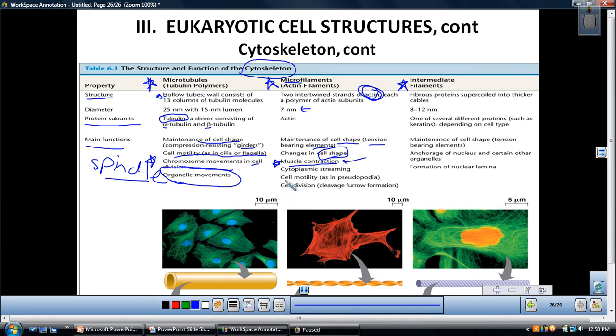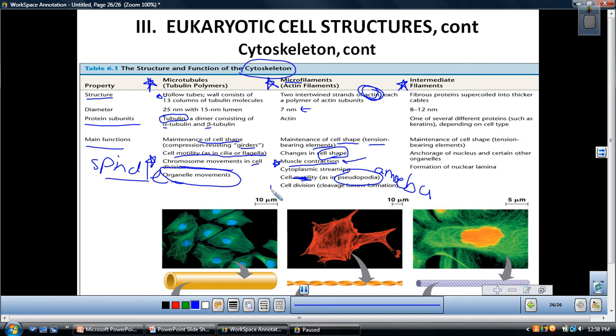And then cell motility, now don't be confused with cell motility here. We also said it over here, but this cell motility with a microtubule is cilia and flagella. This cell motility is pseudopodia, which would be in an amoeba. So if you look at those protists, if it's a paramecium or euglena, it's over here because it has cilia and flagella, that would be microtubule. If it's an amoeba, it has false feet or pseudopodia, that would be microfilaments.